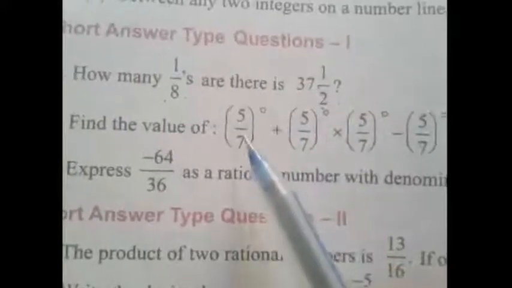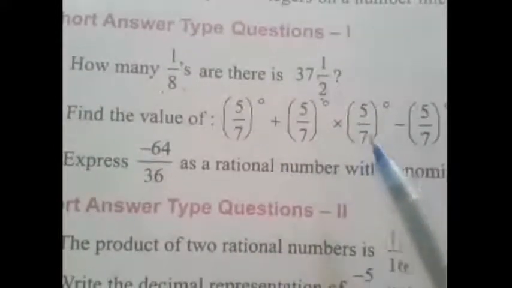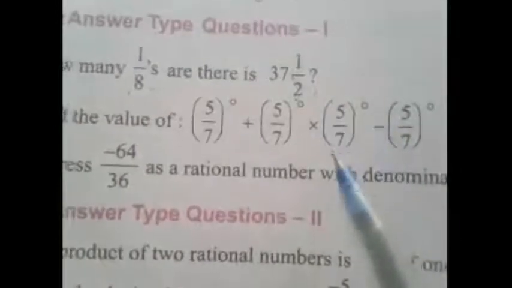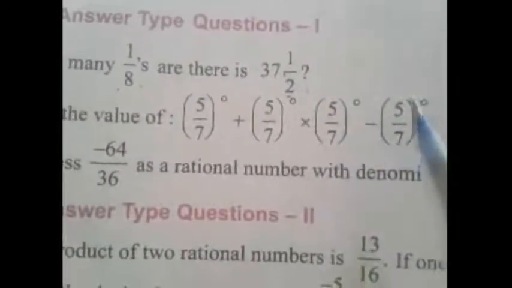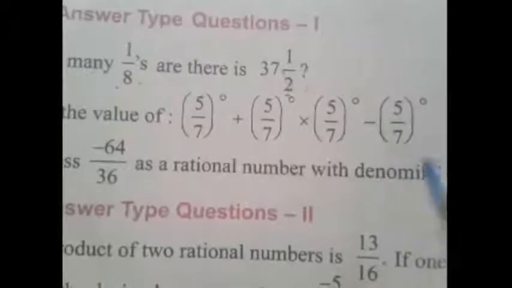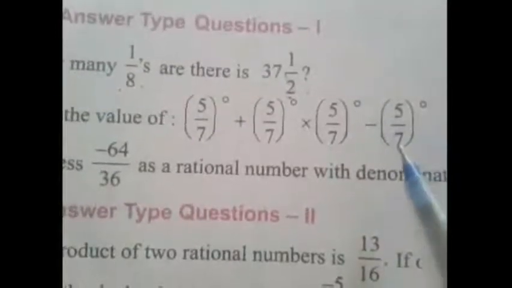Next question, question number 4, is find the value of (5 upon 7) raised to the power 0. Power 0 means its value will be 1, plus (5 upon 7) to the power 0 means again 1, multiply (5 upon 7) to the power 0 means this will be again 1, minus (1 by 5 by 7) to the power 0. It means this is all 1, and all these values are replaced by 1. So 1 plus 1 multiply 1 minus 1.